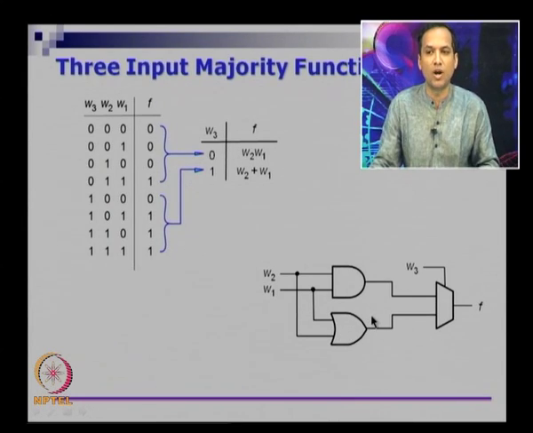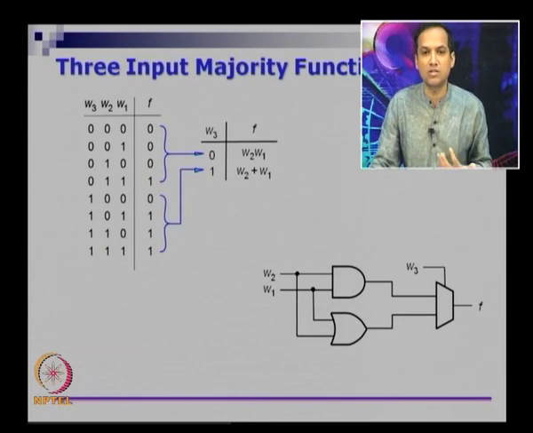But what if I gave you one AND gate, one OR gate and one multiplexer? So this is an engineering problem. You have to somehow take the problem, decompose it in such a way that you can use the resources that are available and realize the circuit.